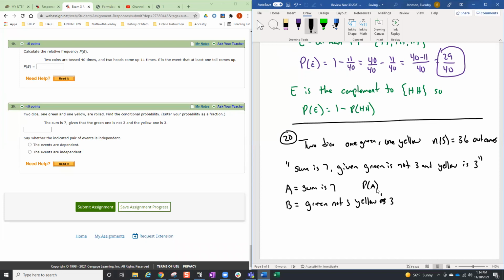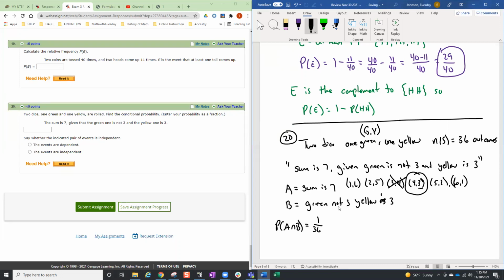So the probability of A intersect B. A sum of 7 where the green one is not 3. So we're going to do green, comma, yellow when I write these. The sum of 7. To get a sum of 7, we will have 1, 6, 2, 5, 3, 4, 4, 3, 5, 2, 6, 1. Green, yellow, green, yellow, green, yellow. Given the green is not a 3, so I'm not using that one, and the yellow is a 3. So there's only one time; the probability of A intersect B is 1 out of those 36.